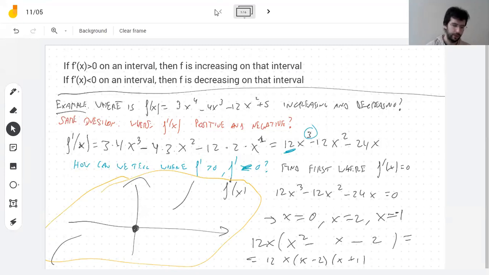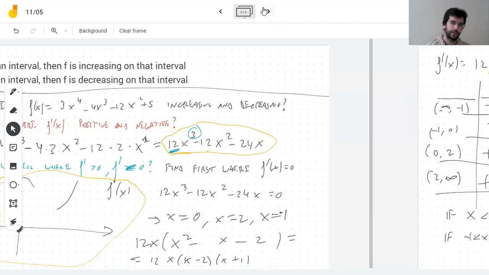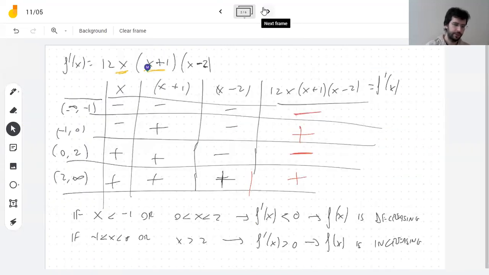So I wanted to know where this is positive or negative. Since this is a polynomial, you factor it and you see where each of the factors is positive or negative. If I have it split into three factors, and I know which of these is positive and which is negative, I know if the final answer is positive or negative. So for example, if x is negative 3, all three are negative, and the product of three negatives is negative.